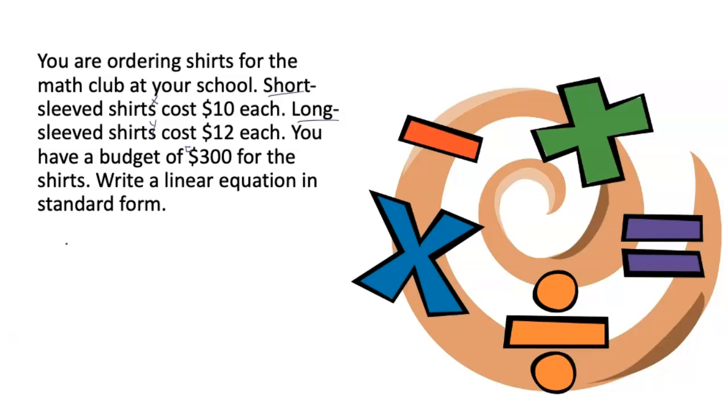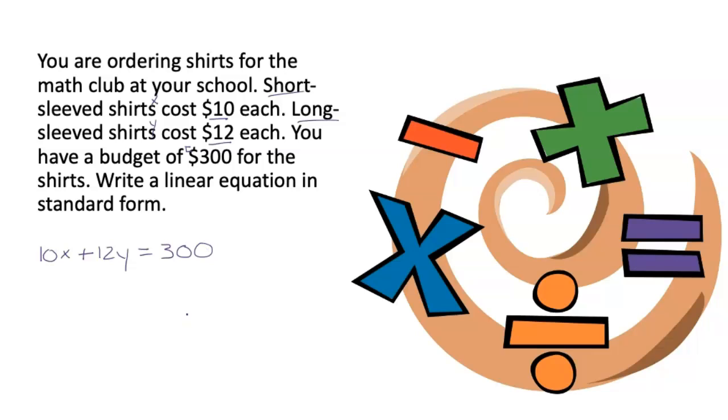So I could rewrite this. If short sleeve is X, what's my rate for X? Well, it's $10 each. So there's 10X. What about my long sleeve? 12. But long sleeves are not X, they're Y, 12Y. And when I put all this together, I have a total budget of $300.